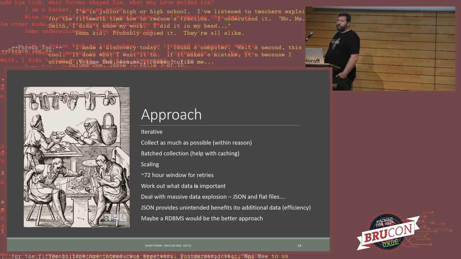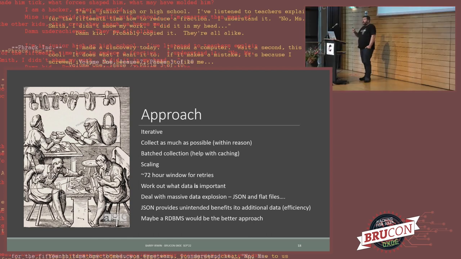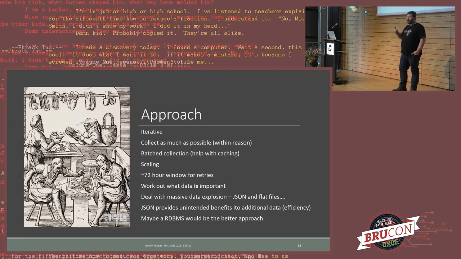So the approach taken was largely iterative: collect as much data as possible within reason. Bearing in mind, we could ask hundreds of queries, but how do you do it in such a way that you're not creating a negative impact on the rest of the ecosystem? Batch collection helps with the caching and scalability. How do we do it? You run it on multiple systems. A lot of this was also run from multiple points. When I reran, I didn't always rerun from the same IP address.